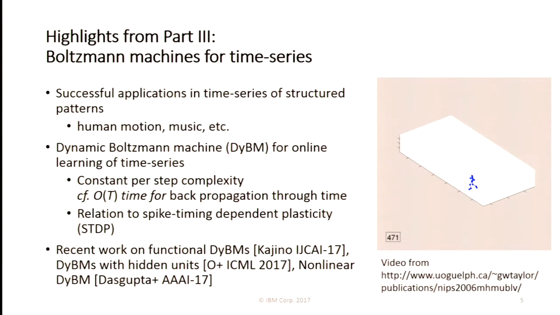We're also going to see some relations to spike-timing-dependent plasticity, which is a refinement to the Hebbian learning rule. We're also going to talk about some recent work on the extension of dynamic Boltzmann machines, including the one that is going to be presented in this conference.